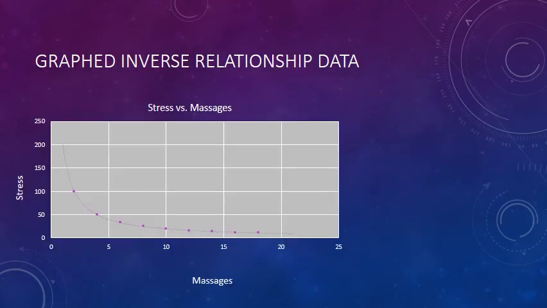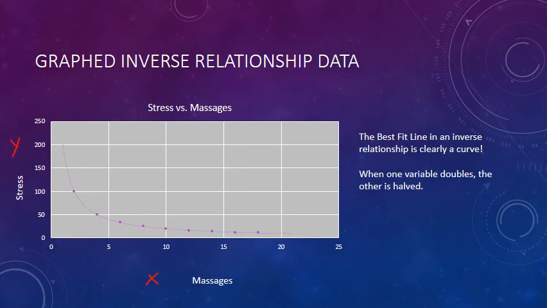So what does this data look like on a graph? Here we have our massages on our x-axis, number of massages, and our stress level on our y-axis. And we've plotted our data points, and you can see that the best fit line for data that has an inverse relationship is actually a curved line. And you can clearly see as the number of massages increases, the stress level is going to be decreasing. In particular, with this data set, when one variable is doubling, the other one is being halved.